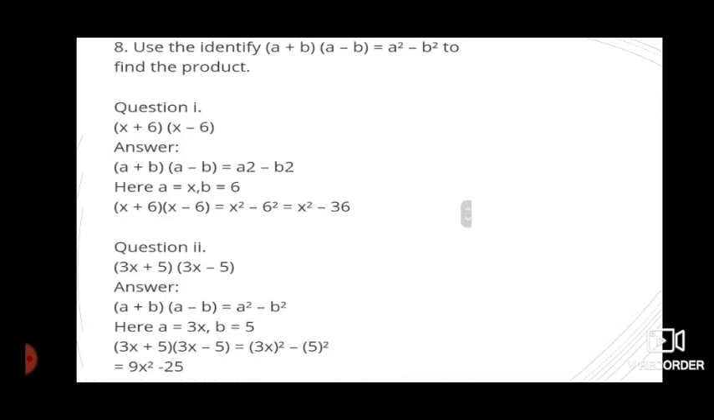Next, question number 2. 3x plus 5 into 3x minus 5. In the same way, children, a plus b into a minus b. Here a is 3x and b is 5. Now apply a square minus b square. A square means 3x whole square, minus b square means 5 square. 3x whole square means the square is applicable for both 3 and x. 3 square we take 9, x square, minus 5 square means 5 into 5, 25.